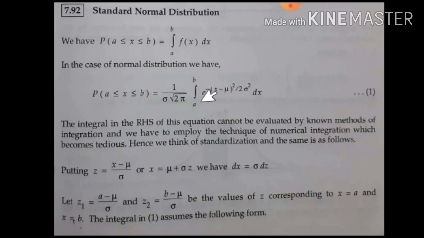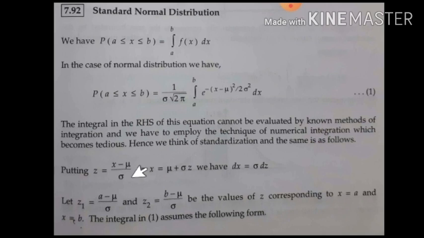So how to standardize it? Just substitute x minus mu by sigma as z. So what will x be? x will become mu plus z into sigma. Observe here, bring this mu to the left side: mu plus sigma multiplied with z, mu plus sigma into z. So we have dx is equal to sigma into dz.